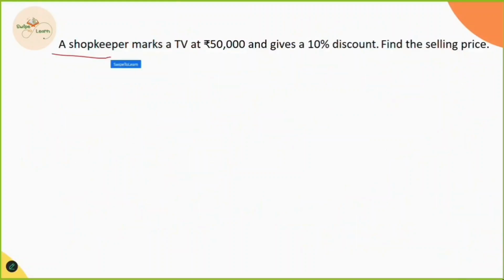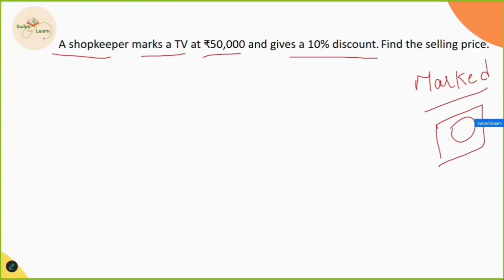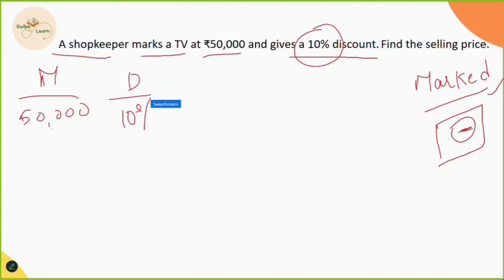A shopkeeper marks a TV at 50,000 rupees and gives a 10% discount. Okay. Initially in part 1, when we were learning about the key terms, we came across the word market price. Market price means the price which is labeled on the item, the initial price. Before applying any discount, whatever the price is on the item is called the market price. Initially market price is 50,000, and he's saying that he'll give a 10% discount.